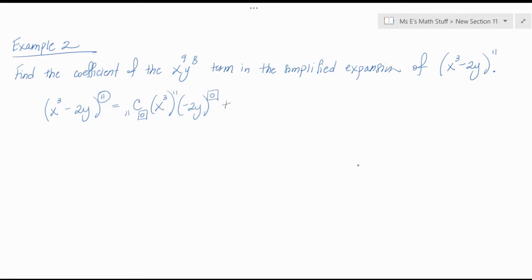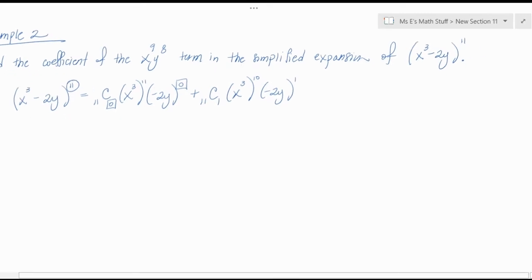Anyway, your next one would have been 11 combination 1, times x cubed to the 10th, and then negative 2y this time would be to the first, okay? So we want to know which term would simplify out and have x to the 9th and y to the 8th in it. And we'd continue in this manner for a while.